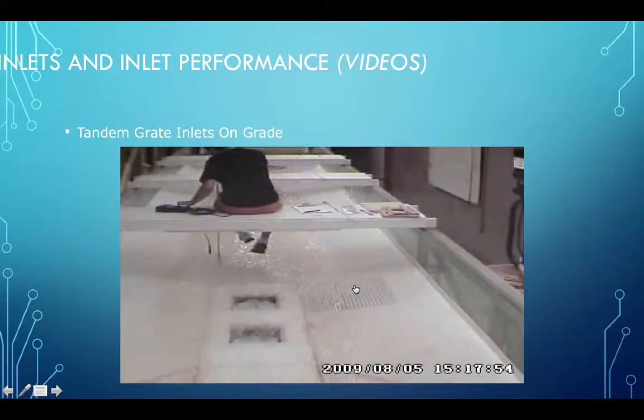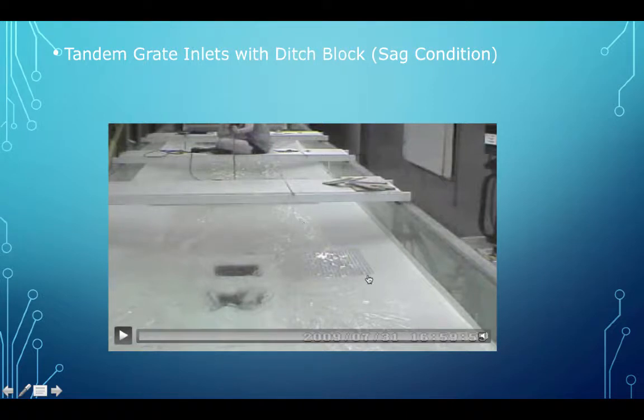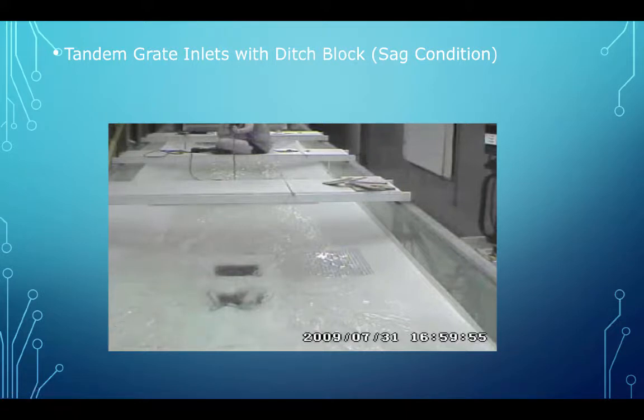There's also tandem inlets in the same configurations on grade. They don't appear to have much impact on the spread width, although they're capturing water. And again, if we block their downstream side and force ponding, even though the spreading here is wide because we're forcing a pond, we get complete capture. So it's all going to be situational dependent.